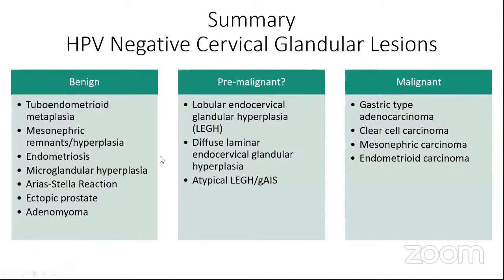So in summary, we went over the malignant HPV negative cervical adenocarcinomas, gastric type being the most common of these. We went over the possibly pre-malignant lesions that are all gastric type in their phenotype, from lobular endocervical glandular hyperplasia to diffuse laminar endocervical glandular hyperplasia and tunnel clusters to atypical LEGH and gastric type adenocarcinoma in situ. And we ended off with all the benign HPV negative lesions that can mimic malignant processes, but just to be aware of these new entities, ectopic prostate and adenomyoma that you can also see in the cervix.